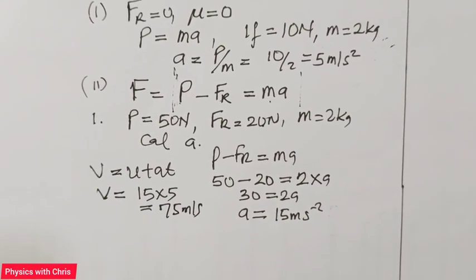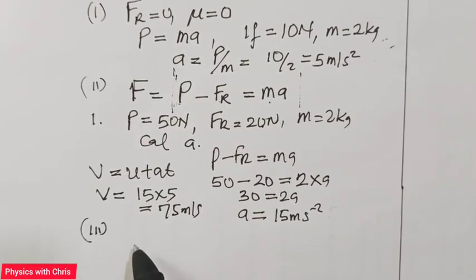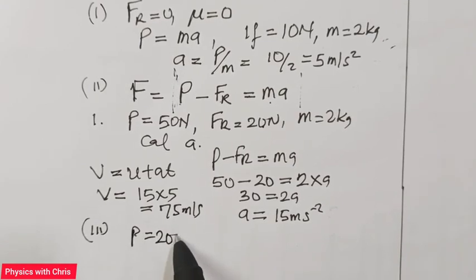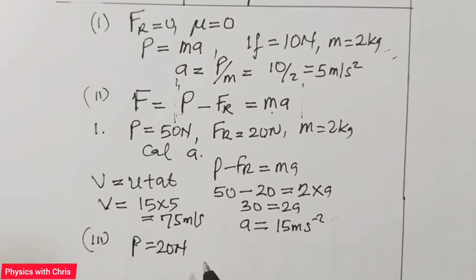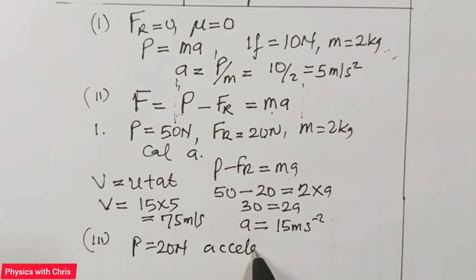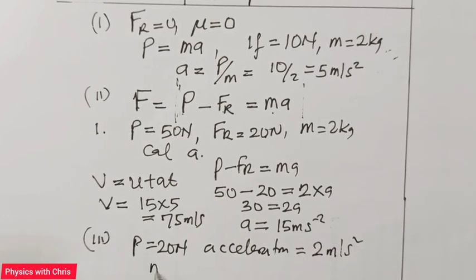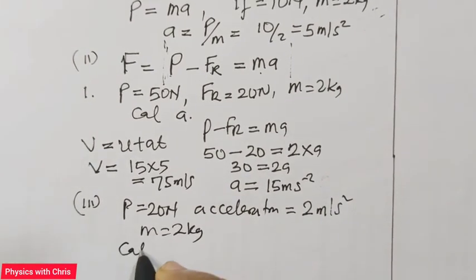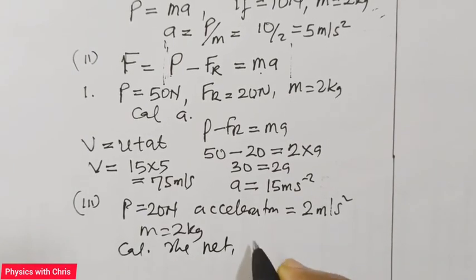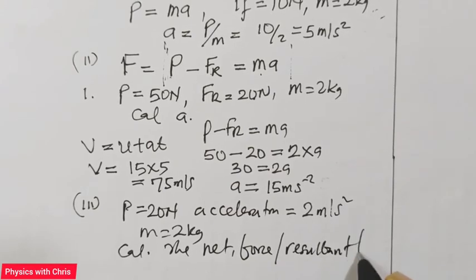Then sometimes you may be given case 2 or case 3. You are given that a force of 20 Newton is applied to the block of mass m, as you can see in this diagram. Now, this force produces an acceleration of, let's say, 2 meters per second squared on the block of mass 2 kg. Now, they may ask you to calculate the resultant force on this block. Calculate, number one, the net force, or you can call that the resultant force, or the accelerating force.